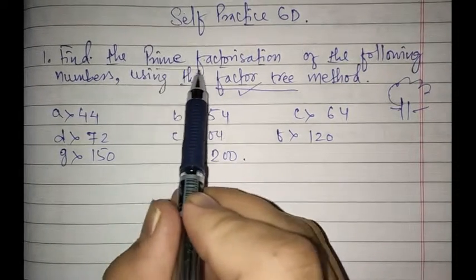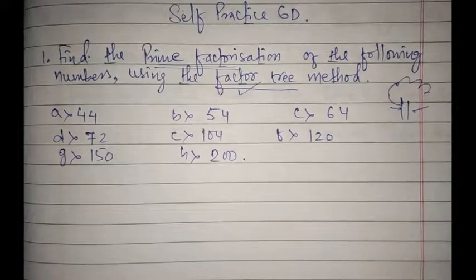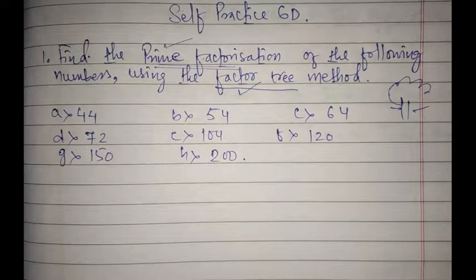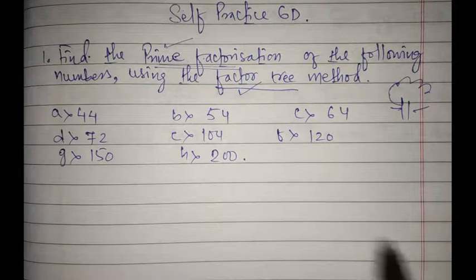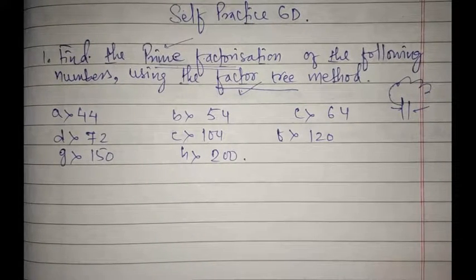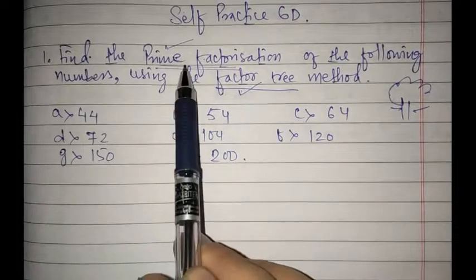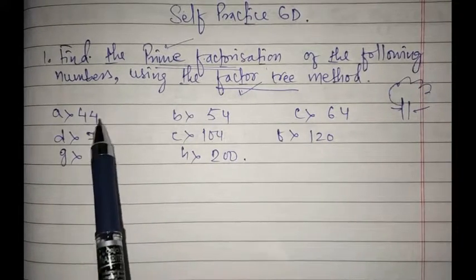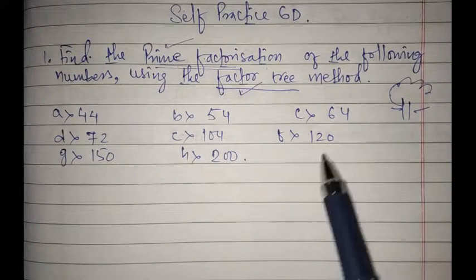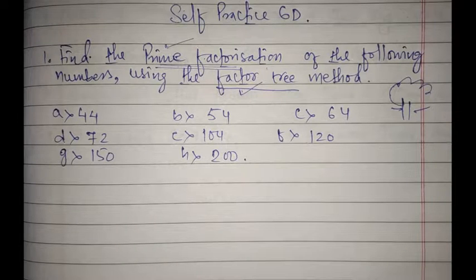But just see, the new term here is prime factorization. The term prime is familiar to you. In 6C we did many questions regarding primes, right? A prime number has only two factors, that is 1 and the number itself. Now, using the prime factorization technique, we have to make a factor tree. So find the prime factorization of the following numbers using the factor tree method.